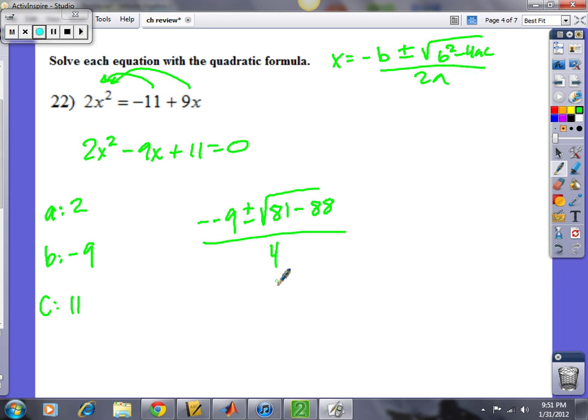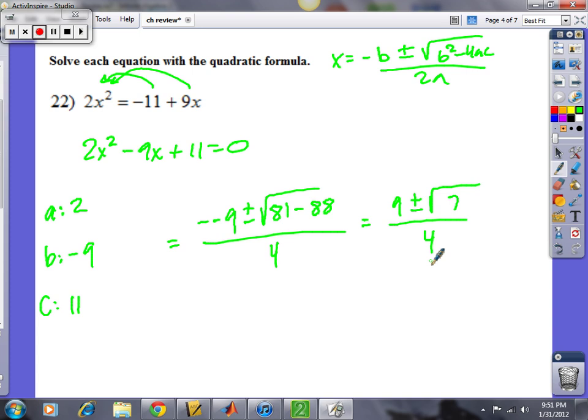Okay. So this one looks like it might not be too bad. Maybe it will be. So I'm going to simplify. Negative 9, that's a positive 9. Plus or minus the square root. Okay, 88 minus 81. I think that's just 7. All divided by 4. Alright, this might be a little ugly.